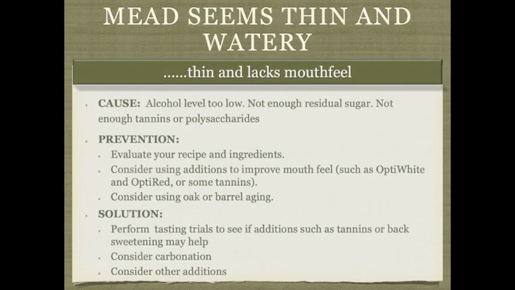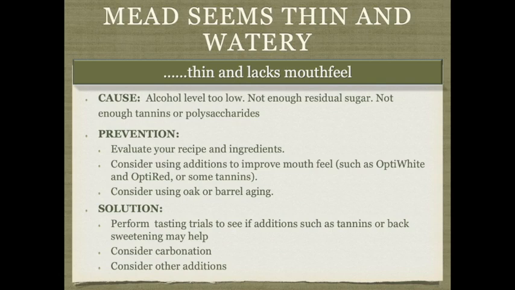Okay, moving along, this is a common problem we see in mead competition. The mead seems thin and watery, and it's pretty common in low alcohol meads, session strength meads. Maybe there's not enough residual sugar, there's not enough tannins or polysaccharides, so it doesn't have a lot of body. And so to prevent this, try to look at your recipe and ingredients. There are agents available to improve mouthfeel, such as Opta White or Opta Red, tannins, oak aging. Sometimes back sweetening can help this too.